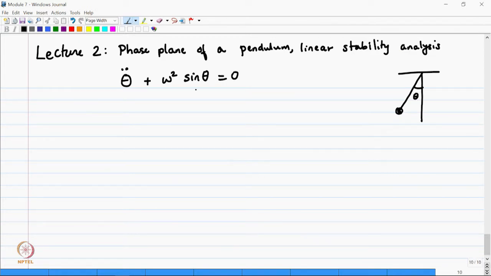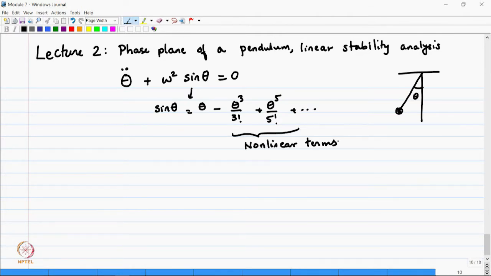Clearly it is sin theta, so it is not just theta. For small amplitude it becomes linear, but for arbitrary amplitude this is nonlinear. Sin theta has theta, theta cube, etc. Remember the Taylor series for sin theta equal to theta minus theta cube by 3 factorial plus theta to the fifth by 5 factorial plus and so on; all these are nonlinear terms. So, this is a nonlinear second order ODE.